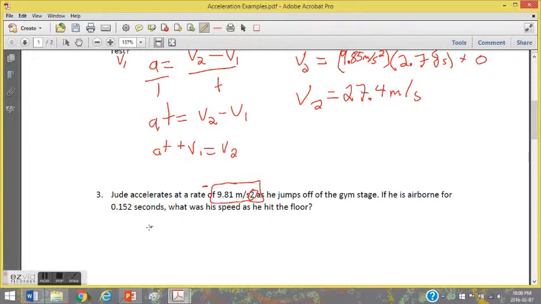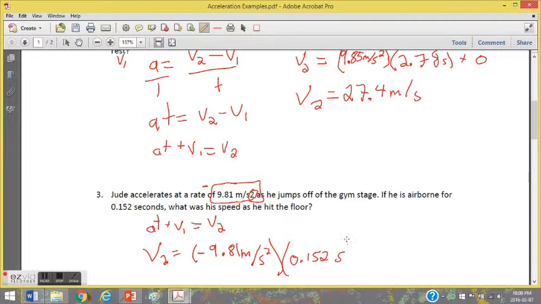So again, same formula we just derived, AT plus V1 equals V2, which means V2 is equal to negative 9.81 meters per second squared, because he's moving down, multiplied by my time of 0.152 seconds, plus my initial speed of 0, plus 0. You know what I didn't do? These are all supposed to be vectors. Okay. So I'll make sure.